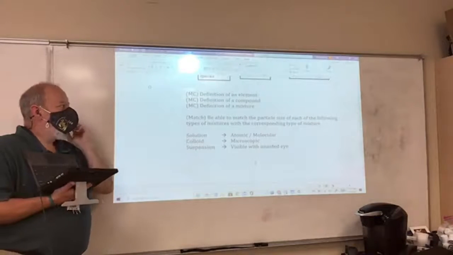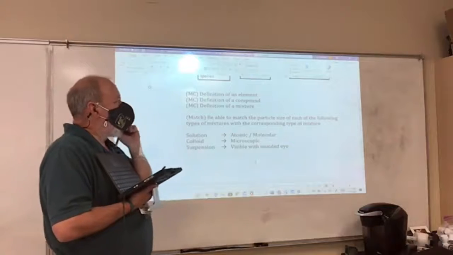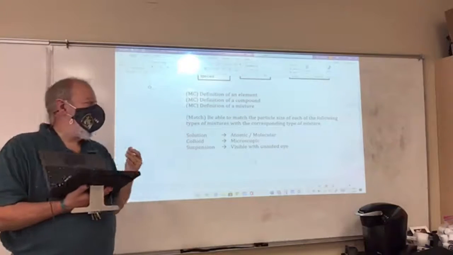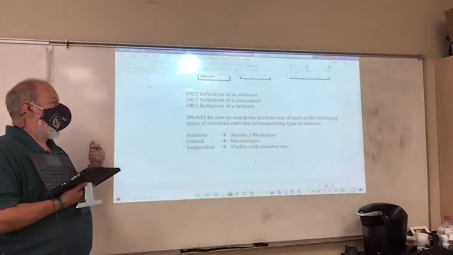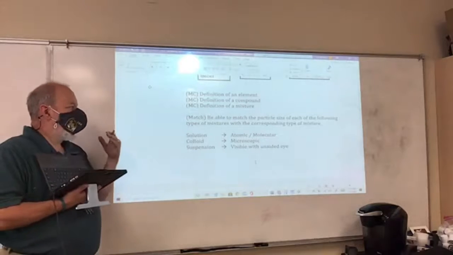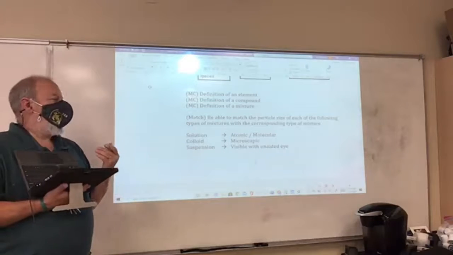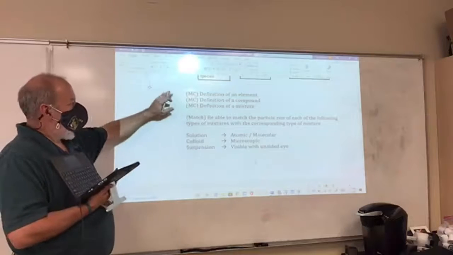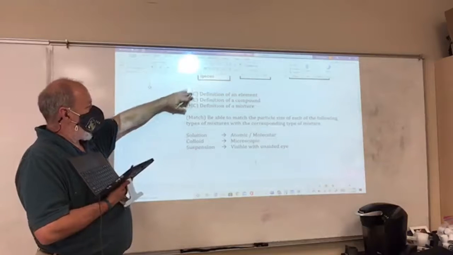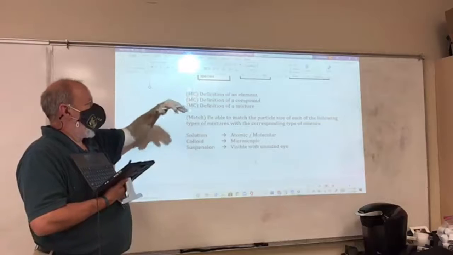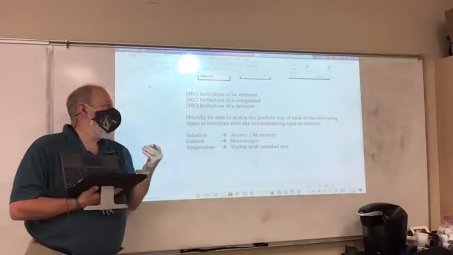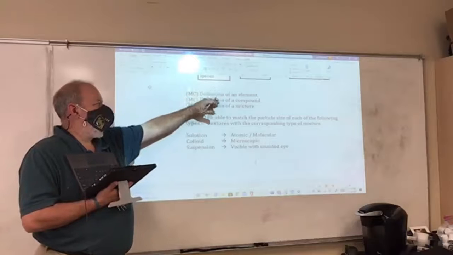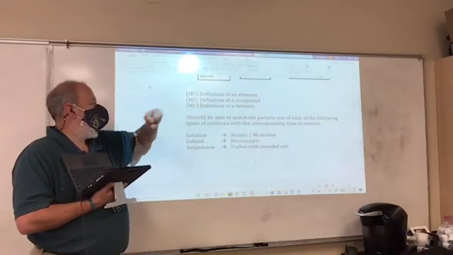Now, sections 1.1 through 1.5 was all about body chemistry, right? How do I use my knowledge of chemistry to understand physiology? I'll need you to be able, and MC means multiple choice, to recognize the definition of an element, a compound, and a mixture. That was in section 1.1.